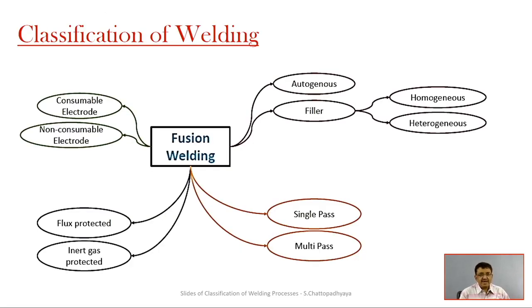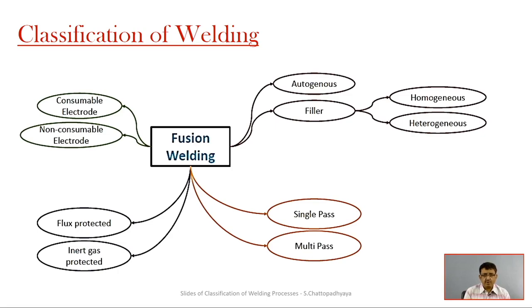Another way of doing classification is how TIG and MIG are classified. MIG uses a consumable, sacrificial electrode. TIG, tungsten inert gas welding, uses a non-consumable electrode, where the electrode is not sacrificed, and sometimes filler material is added or not added. Then there is flux protected, which is called manual metal arc welding. Then inert gas protected, where MIG and TIG fall into this category, where inert gases are supplied. Sometimes CO2 also acts as a partially inert gas in less mission critical welding applications.